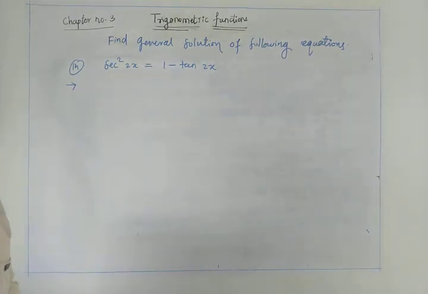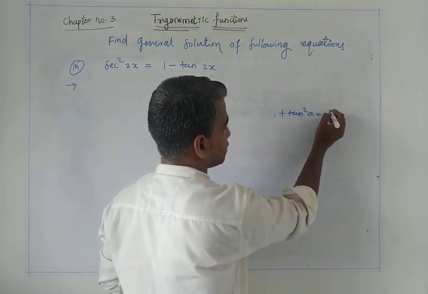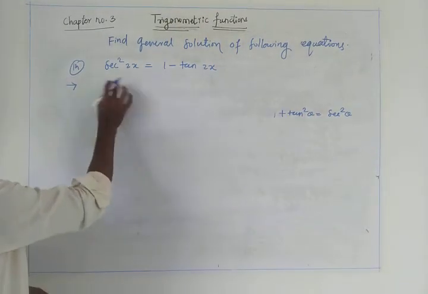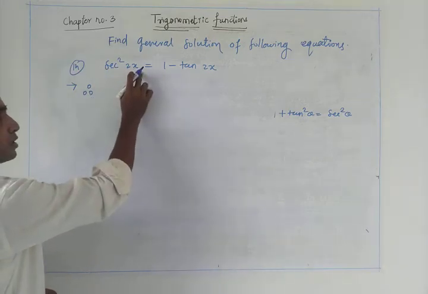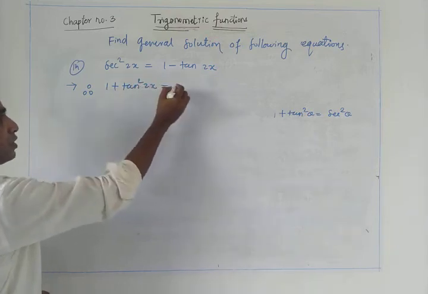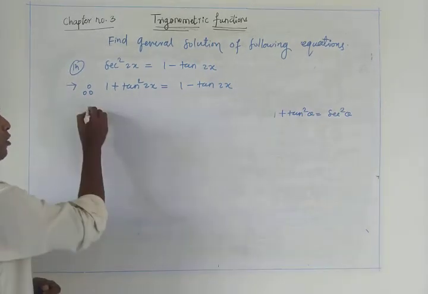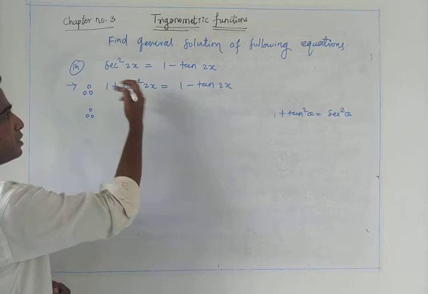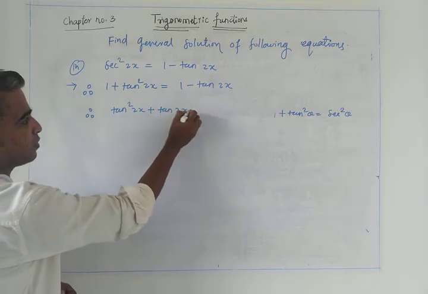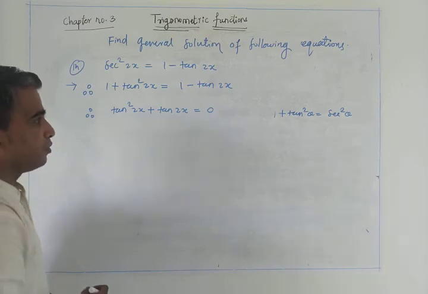And that formula is what? 1 plus tan square theta is equal to sec square theta. So we are going to use that formula here. By using it, sec square 2x, where theta is 2x, becomes 1 plus tan square 2x is equal to 1 minus tan 2x. Now simplify both sides. The 1 on both sides will get cancelled, and moving tan 2x across, we get tan square 2x plus tan 2x is equal to 0.